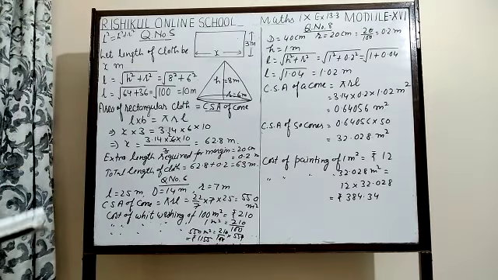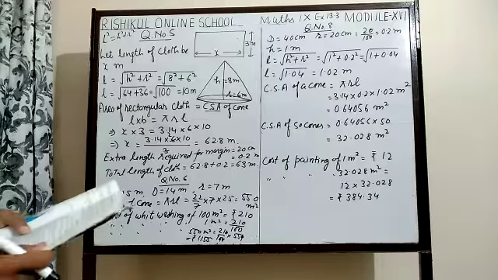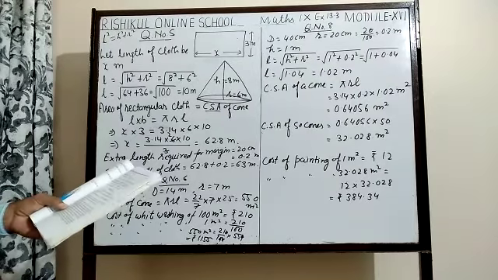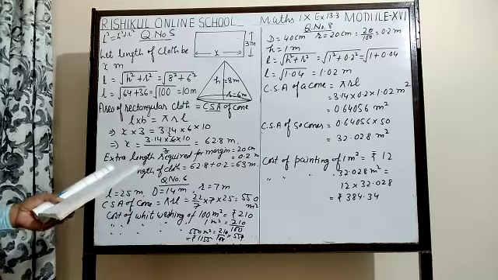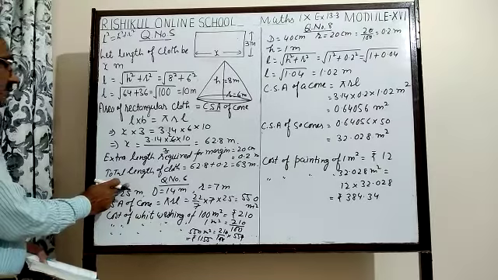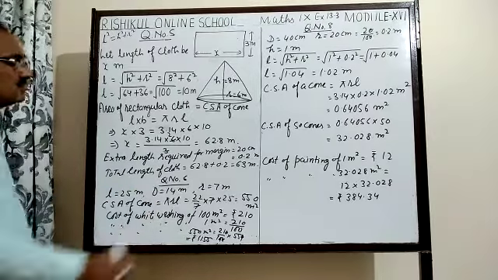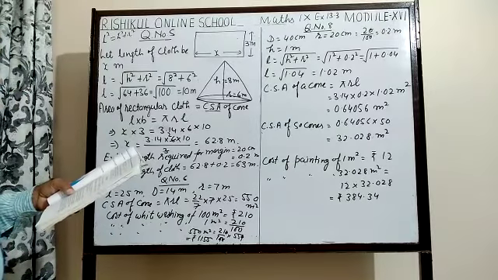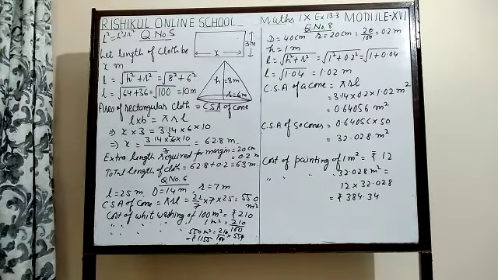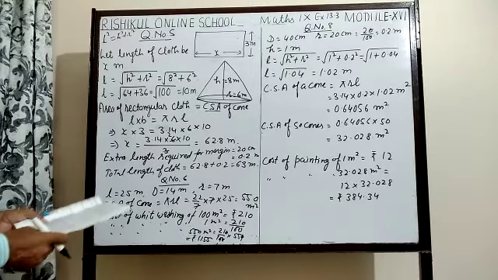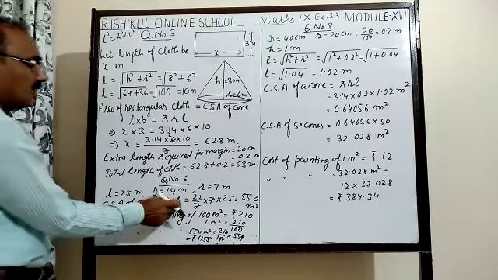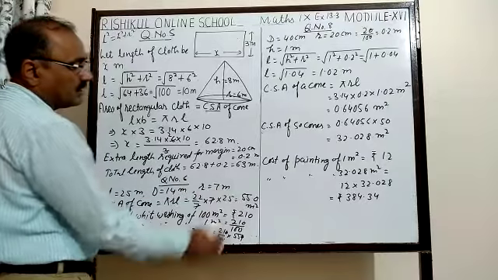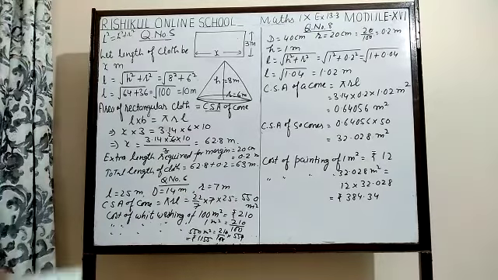Clear? Now question number 6. The slant height and the diameter of a conical tomb are 25 meter and 14 meter. Slant height 25, diameter 14, so radius equals 7 meter. Find the cost of whitewashing its curved surface area. So the curved surface area of the cone is pi r L, pi is 22 by 7, r is 7, L is 25, and you will get 550 meter square.